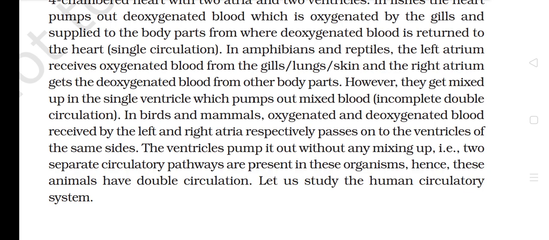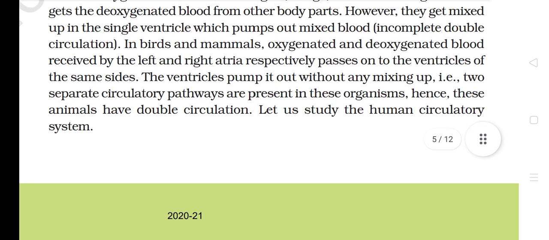In birds and mammals, oxygenated and deoxygenated blood received by the left and right atria respectively passes on to the ventricles of the same sides. The ventricles pump it out without any mixing up, that is, two separate circulatory pathways are present in these organisms, hence these animals have double circulation. Let us study the human circulatory system.